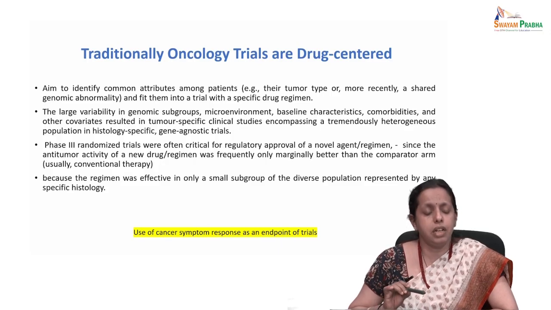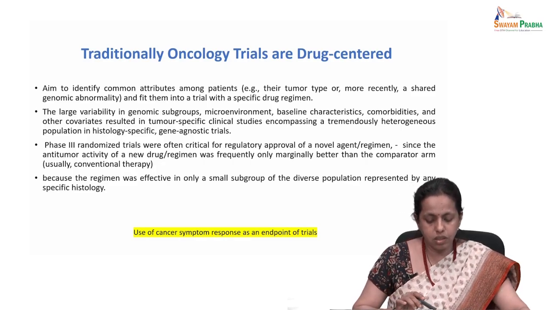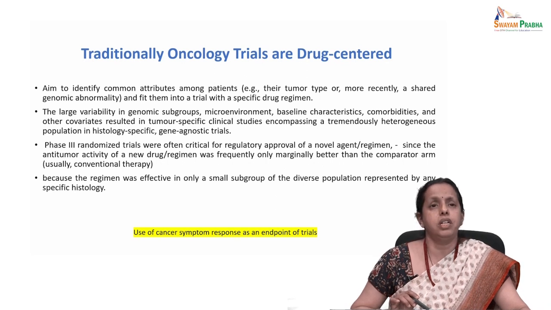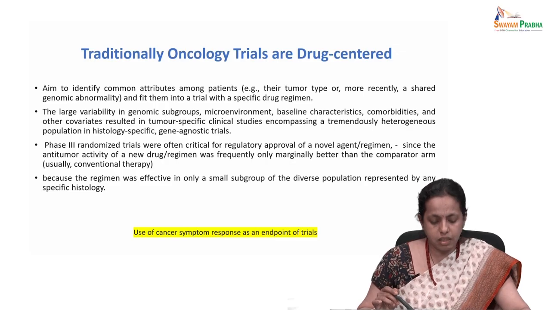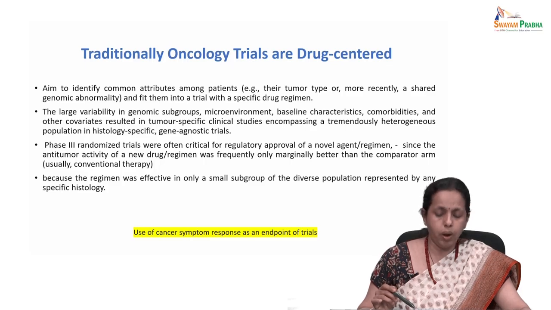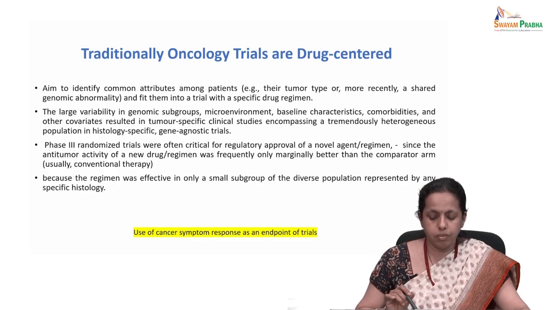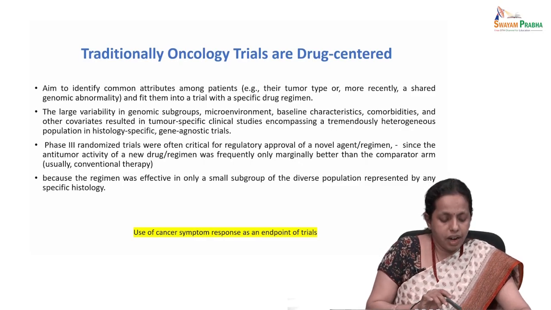There is a large variability in genomic subgroups, microenvironment and baseline characteristics. The patient population taking a particular drug is a heterogeneous population, not only specific histologically, but also in gene agnostic trials. Phase 3 randomized trials are very critical for regulatory approvals. You have two arms: the comparative arm, where usually the conventional therapy is the comparator, and then my therapy. If I have come up with a new drug, then I should have a randomized control trial.